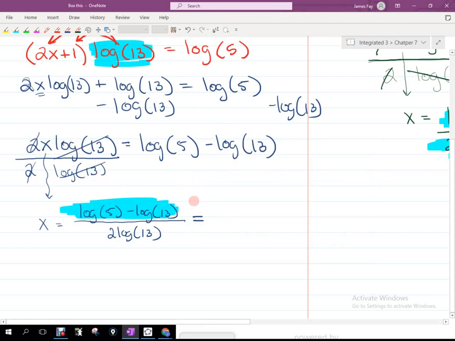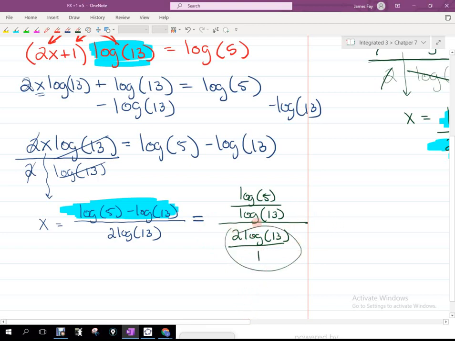Division, right? So let's just take that blue stuff and rewrite that as log of 5 divided by log of 13. Is that okay? Then I'm going to divide that. So that would be what this blue thing turns into. And then this denominator would still be 2 log of 13. Is that all right? Okay. Well, that's over 1, right?